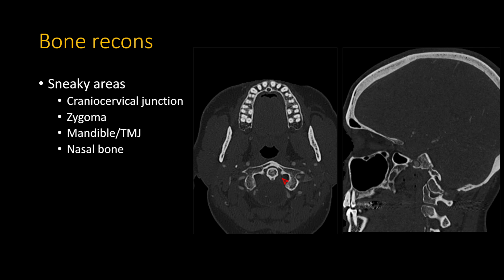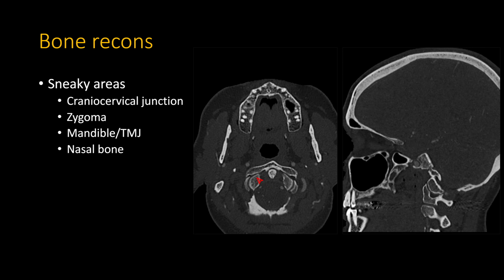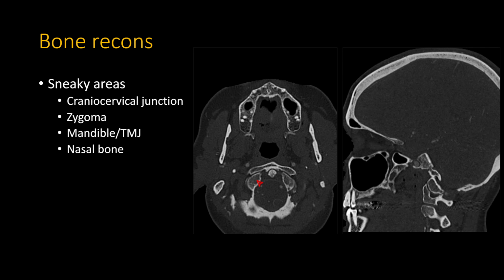Then I look at the craniocervical junction proper, and especially the occipital condyles, since that's almost always included. These are the occipital condyles. Make sure there's not an avulsion fracture. Those typically would be right around here, where you get your avulsion fractures.